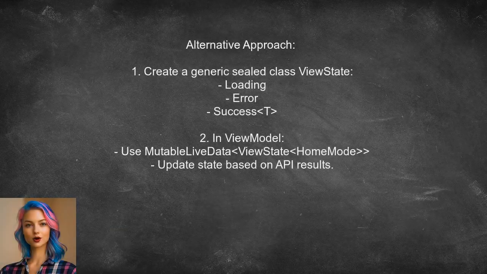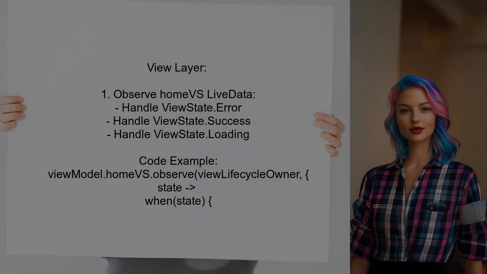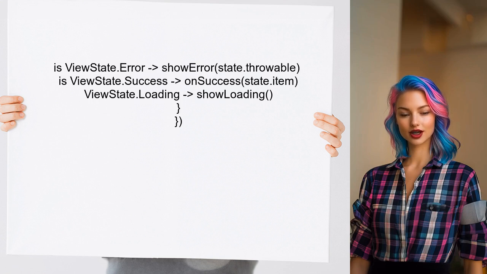An alternative approach suggested by a user involves creating a generic sealed class called viewState. This class has 3 states: loading, error, and success. Inside the view model, you can manage the state using mutable live data, updating it based on the result of an API call. In the view layer, you can observe the view model's live data and handle each state accordingly. For example, show an error message if the state is error, display the data if the state is success, or show a loading indicator if the state is loading.